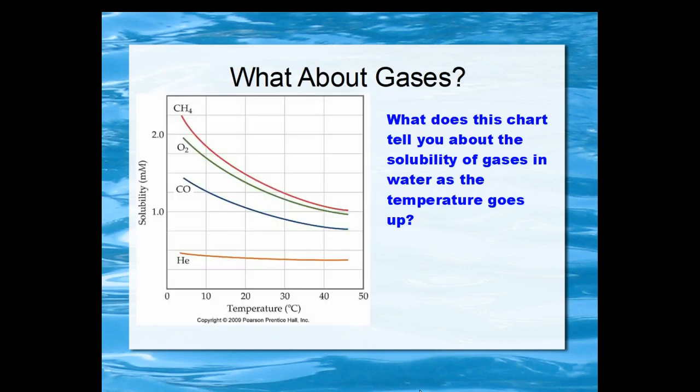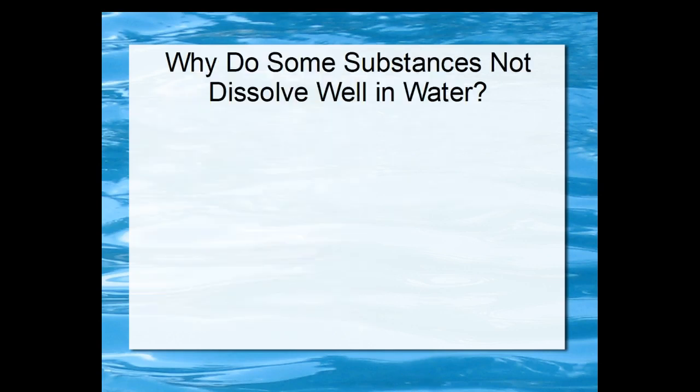What about gases? What does this chart tell you about the solubility of gases in water as the temperature increases going from left to right on this diagram? Well, sure, it tells you that the gases, when they get hot, won't dissolve as well. So be careful. Leave the air conditioning on your aquarium when you go on vacation, especially if it's hot outside, or else your fish are going to die.